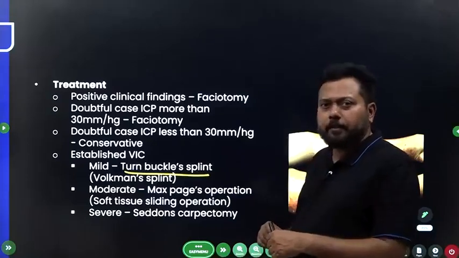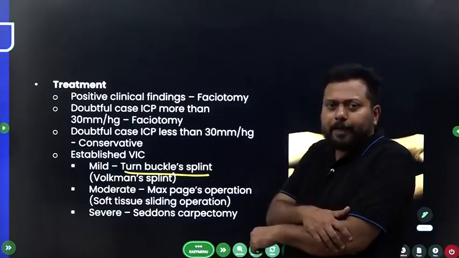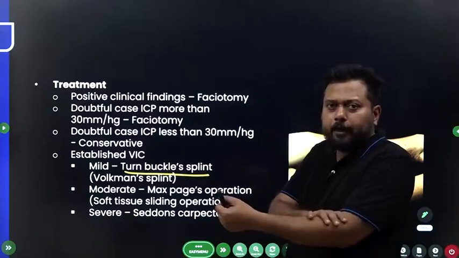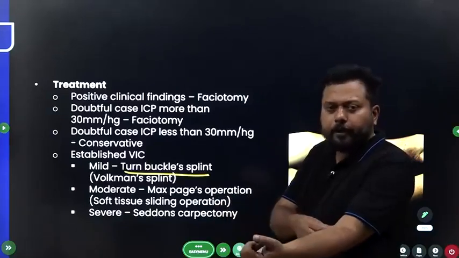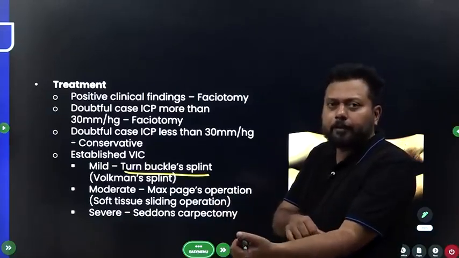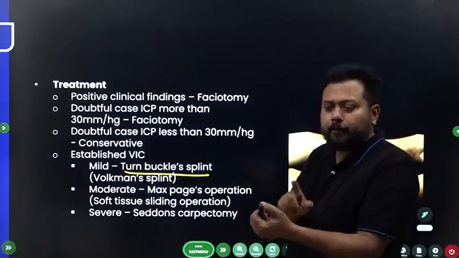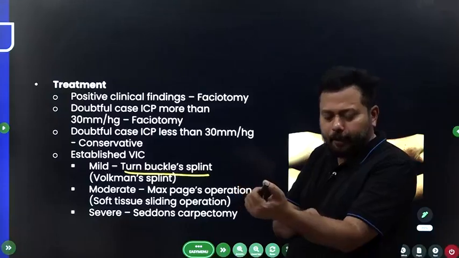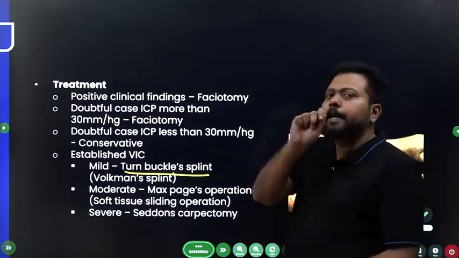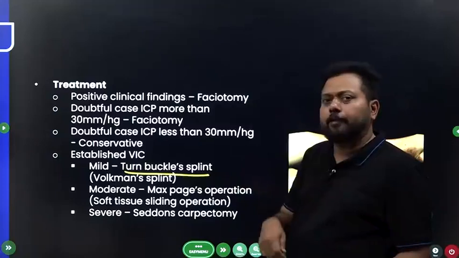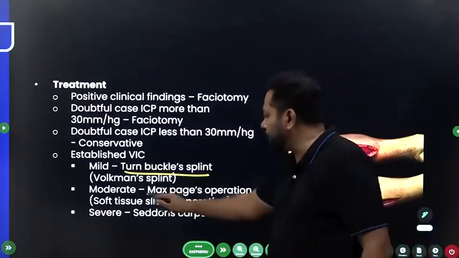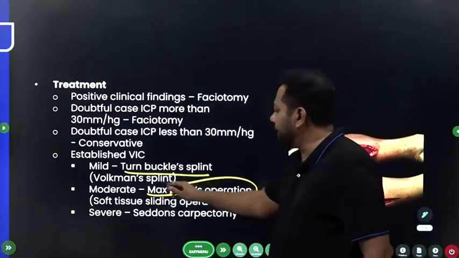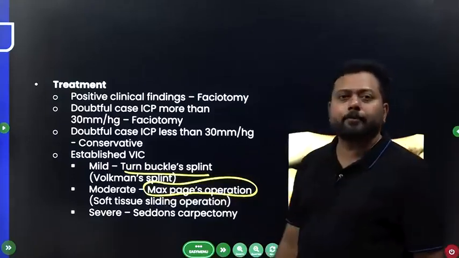All the flexor muscles are attached to the medial epicondyle, FPL, FDS. Where are these muscles attached? They are attached to the medial epicondyle. Just erase from the origin. Just cut from the origin. That is called the Max Page procedure. It's called the Max Page soft tissue sliding procedure.